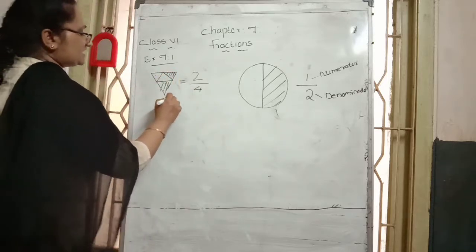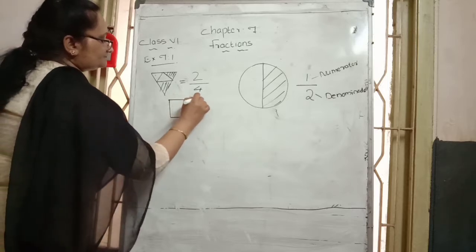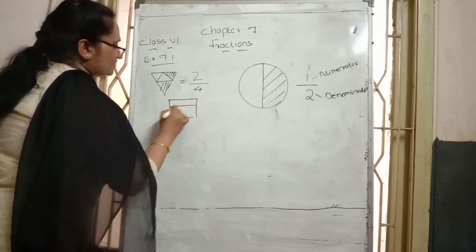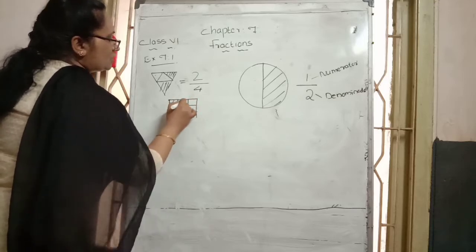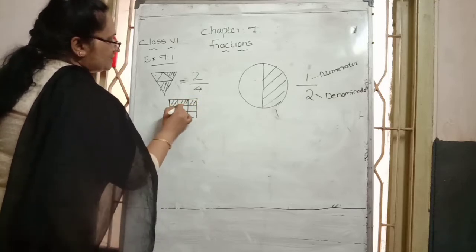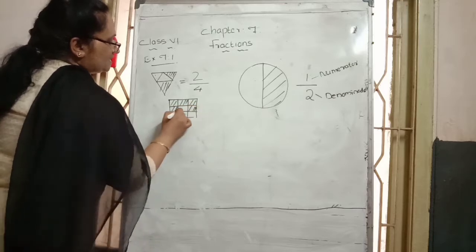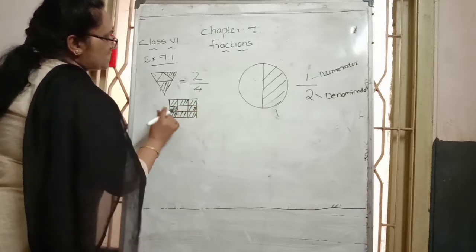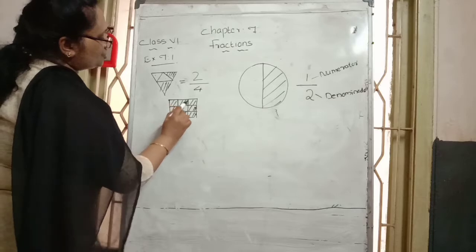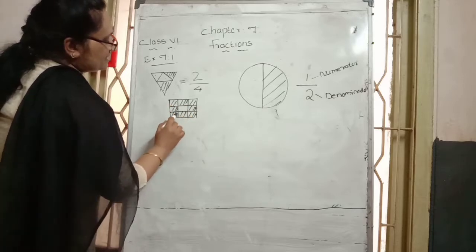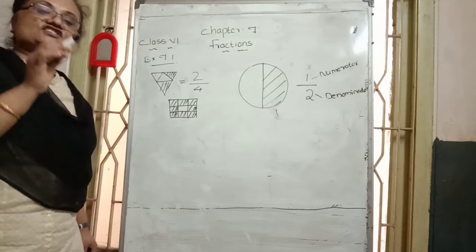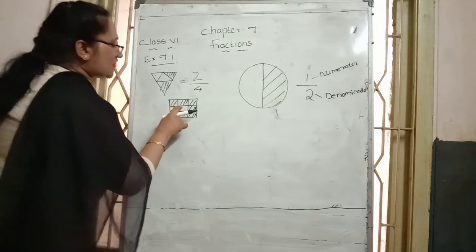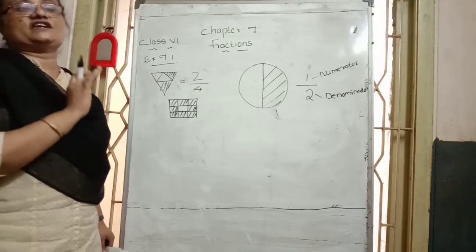One more question. Here see another diagram. In this diagram, it is divided like this. In this way it is divided, and the whole rectangle is divided into how many boxes? It is divided into 1, 2, 3, 4, 5, 6, 7, 8, 9. It is divided into 9 boxes. In those 9 boxes, one box is not shaded.